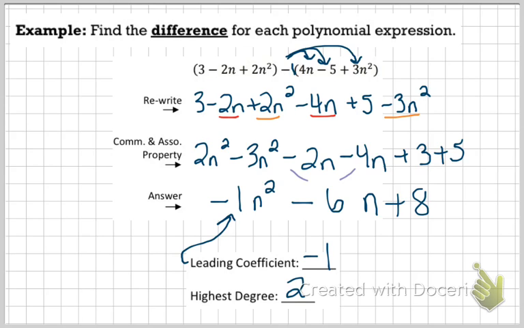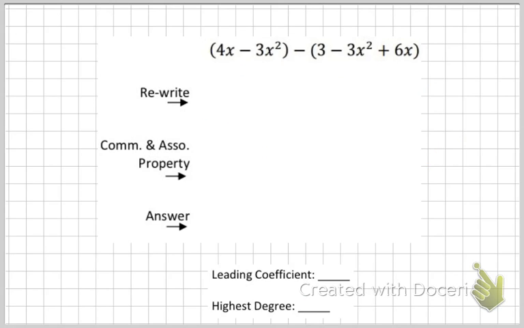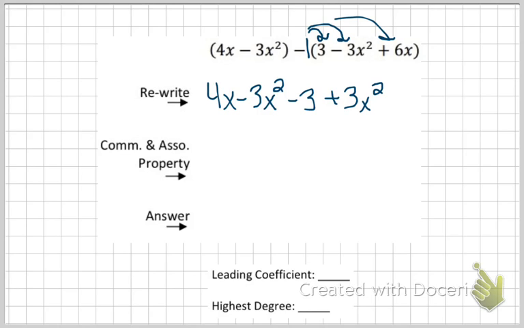Let's try another one. That minus changes things. Do not ignore it. Put a 1. This whole first polynomial, or binomial in this case, just bring it right down. Distribute the negative, so negative 1 times 3, negative 3. Negative 1 times negative 3x squared, positive 3x squared. Negative 1 times 6x, negative 6x.